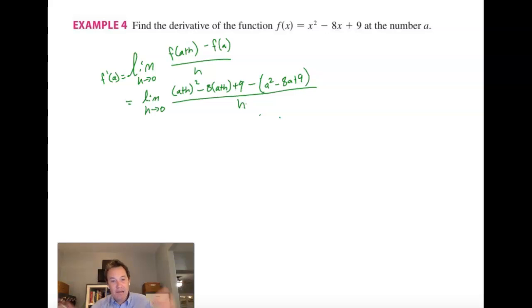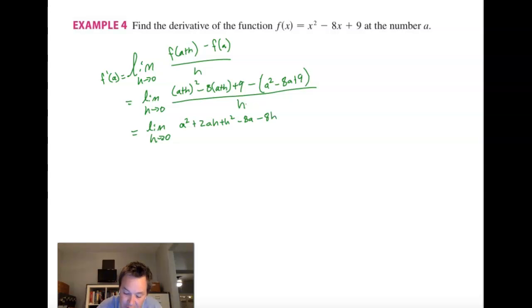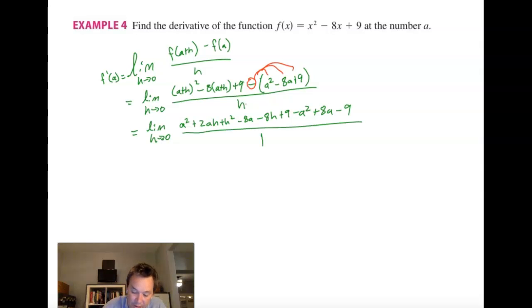All right, let's expand out our numerator as much as possible. So now I have the limit as h goes to 0 of a squared plus 2ah plus h squared. If I distribute the negative 8, I get minus 8a minus 8h plus 9. Distribute this negative to all three terms. It's going to give me minus a squared plus 8a minus 9, all over h.